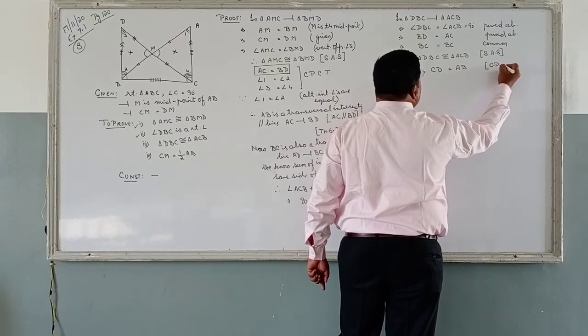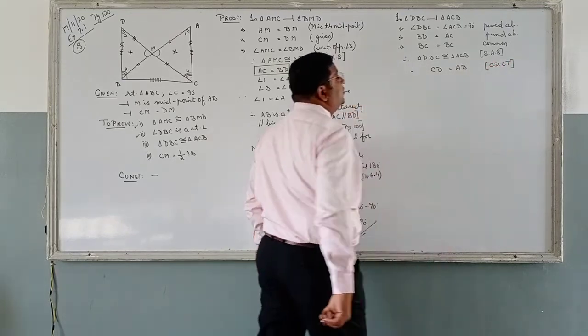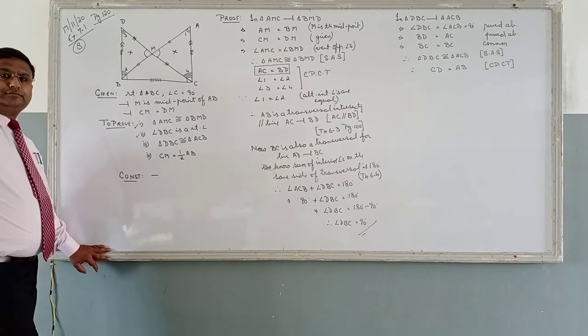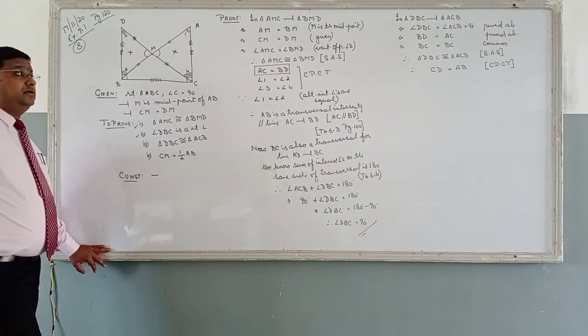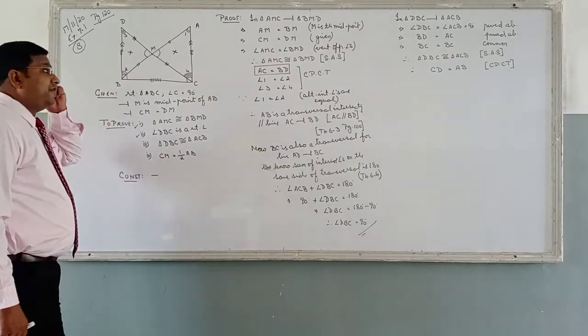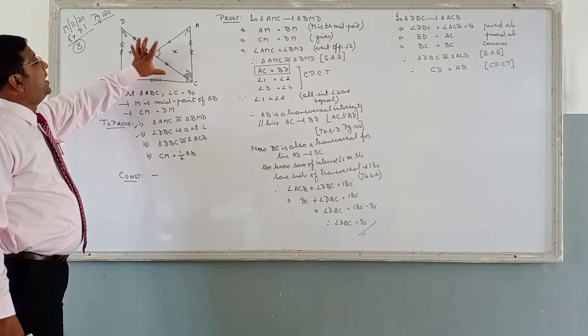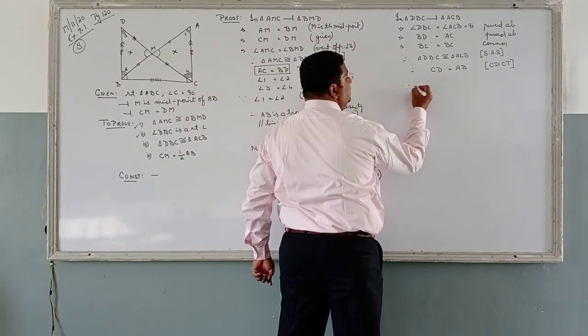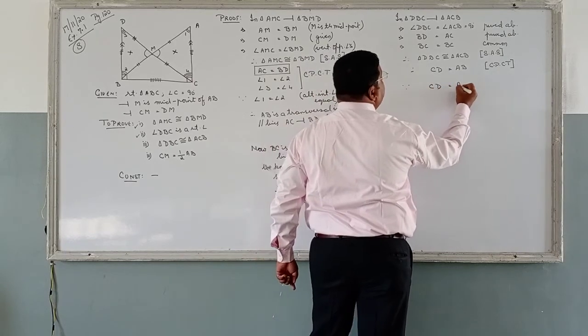Reason: CPCT. So why did we use it? Because to prove the fourth part, we require it. Clear? Very important question. Now see, what do we want? CM. Is this CM a part of CD? So we return over here. Because CD is equal to AB.